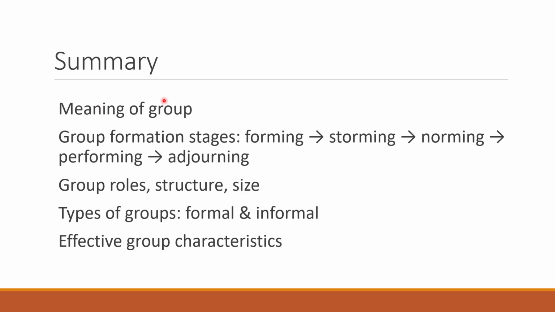Let's now quickly summarize whatever we have learned in this entire unit. The first thing we did was understand the meaning of a group. Then we talked about the group formation stages that include forming, storming, norming, performing, and adjourning. We understood the meaning of group roles, structure, and the importance of group size while performing in the organization. Then we understood the different types of groups, which include formal groups and informal groups. And finally, we understood the effective group characteristics and how we can make a group more effective.